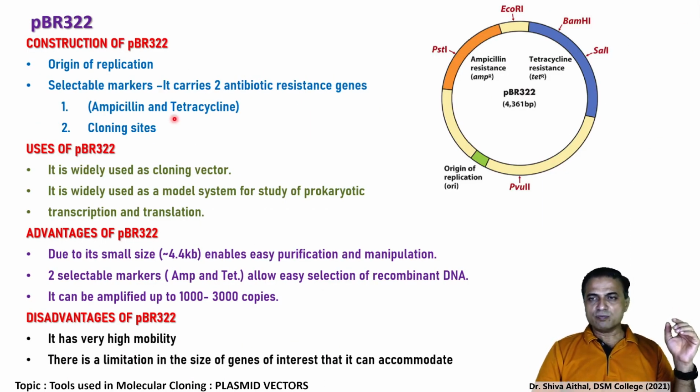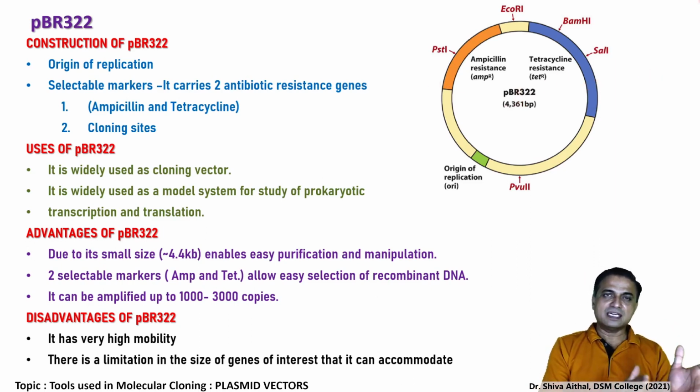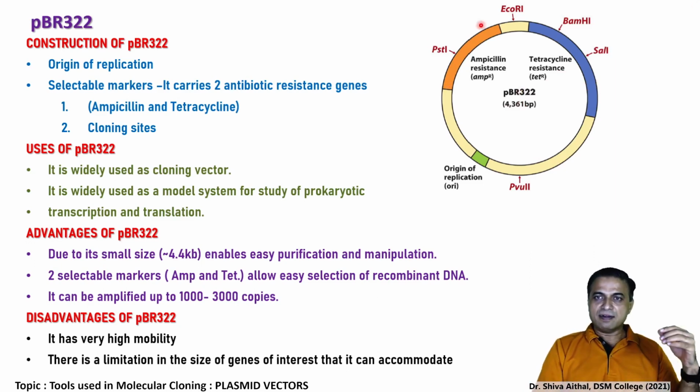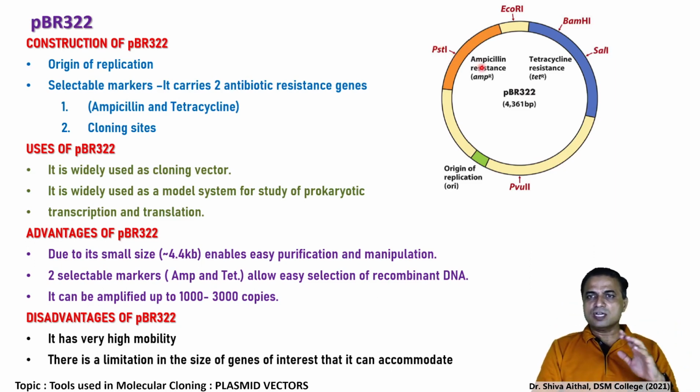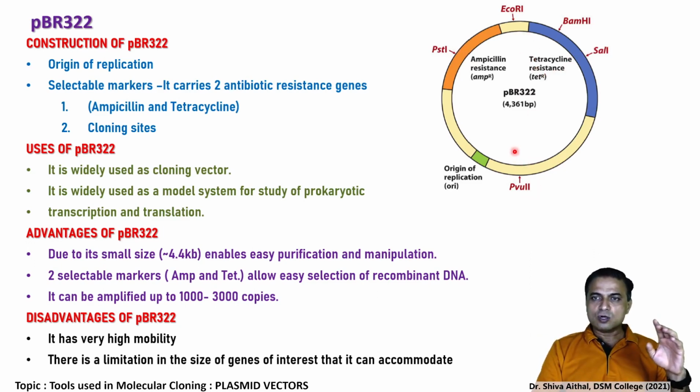So the construction of pBR322 once again contains a replication origin, selectable markers, two antibiotic resistance genes which can be selective or counter selective, and cloning sites, the sites where you will introduce a gene of interest. You have different options. You can introduce it in the ampicillin gene, you can introduce it in the tetracycline gene, or you can introduce it using EcoRV without disturbing these two genes. Same with PvuII. So these are the cloning sites.